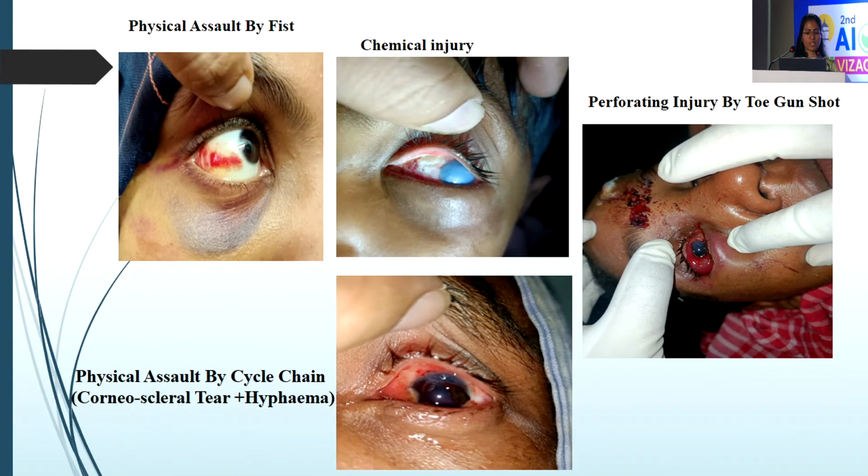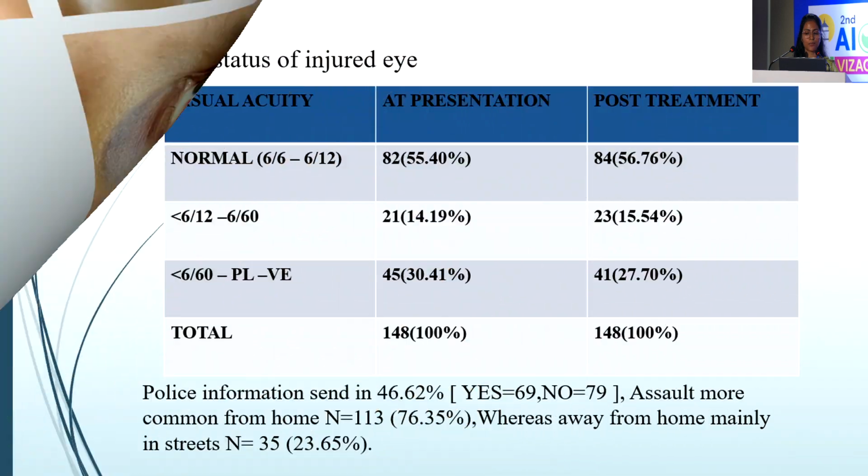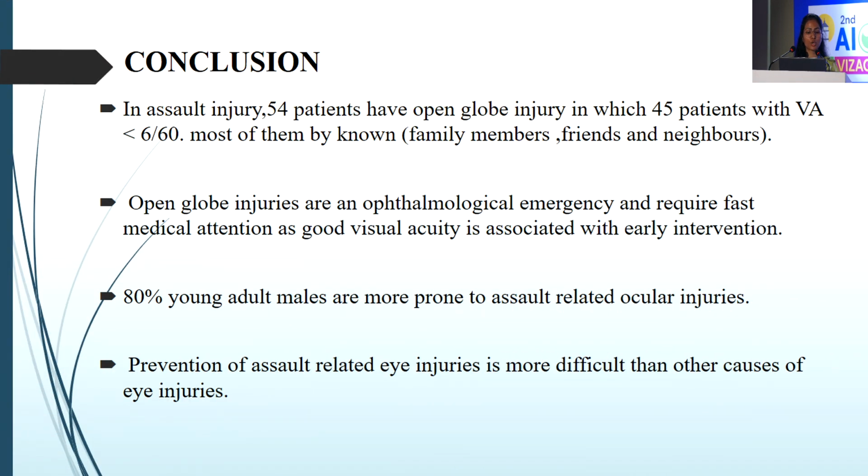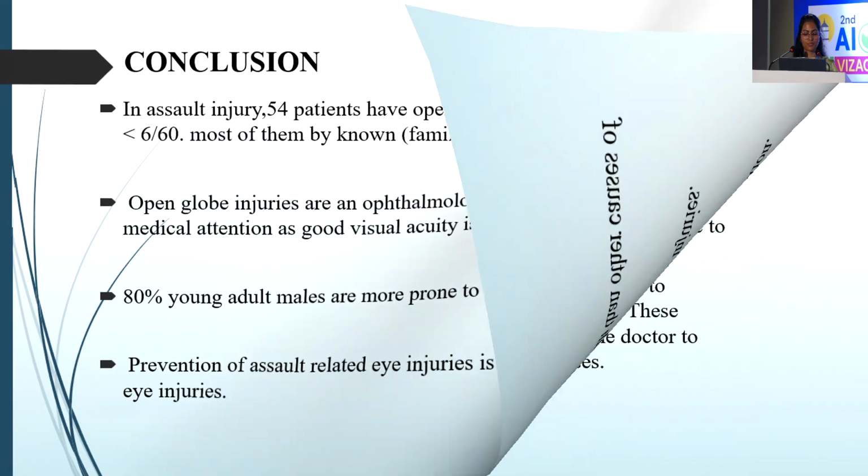These are the images which I collected during my study. The visual status of the injured eye is mostly normal. Post-treatment, 84 people. Police information was sent in 69 patients. Assault is more common from home. I conclude that in assault injury, 54 patients have open globe injury, in which 45 patients have visual acuity less than 6/60, most of them by known persons. 80% are young adult males, who are more prone to assault related ocular injury.